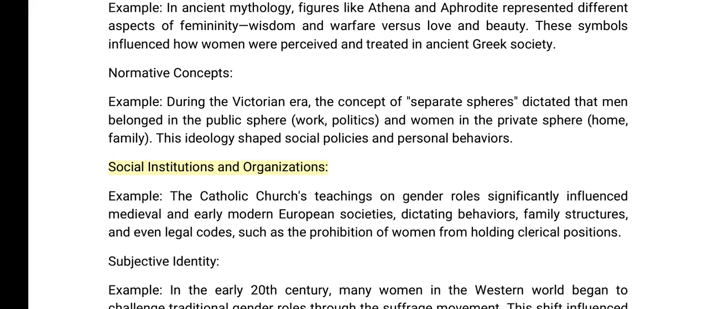Social institutions and organizations. Example. The Catholic Church's teachings on gender roles significantly influenced medieval and early modern European societies, dictating behaviors, family structures, and even legal codes, such as the prohibition of women from holding clerical positions.